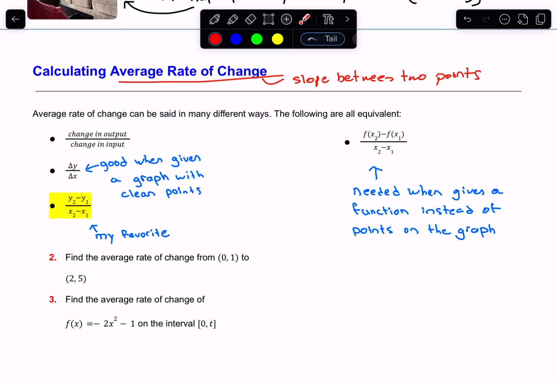If we have a graph given to us, we can just count rise over run, which can be said as delta y over delta x. Delta just means change in. Okay, so change in y over change in x, which again just means rise over run. This is a good way to calculate it when you have a graph and you can easily read the points off of the graph.